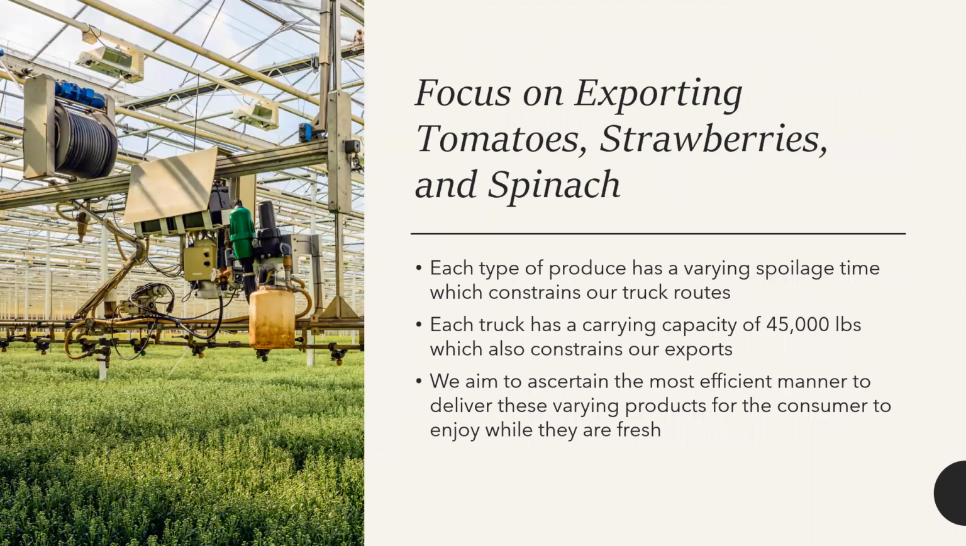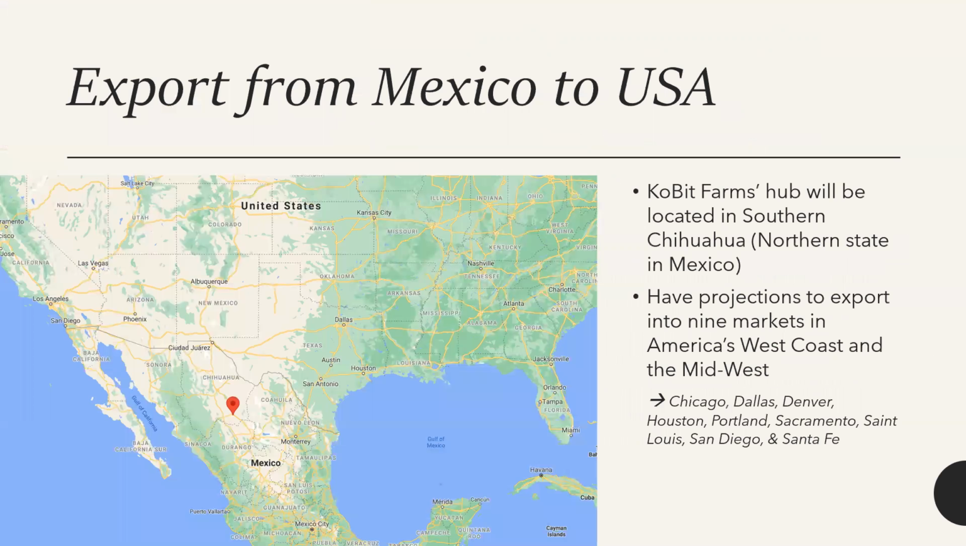The focus will be on exporting tomatoes, strawberries, and spinach, because those are the main fruits that they'll be growing initially. Additionally, some other constraints in our model are that each truck has a carrying capacity of only 45,000 pounds. And we also want to find the most efficient manner to deliver each produce to each market as well. KoBit Farms will have the main hub located in southern Chihuahua, and we're planning on exporting to 9 markets across the US West Coast and Midwest.